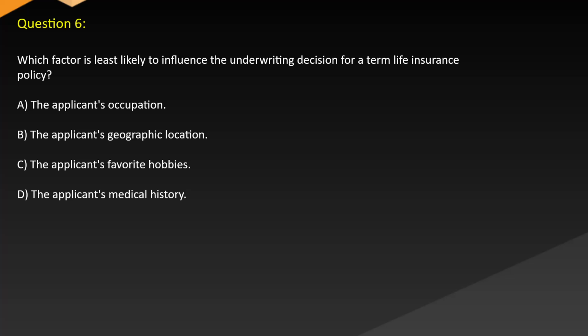Question 6. Which factor is least likely to influence the underwriting decision for a term life insurance policy? A. The applicant's occupation. B. The applicant's geographic location. C. The applicant's favorite hobbies. D. The applicant's medical history.